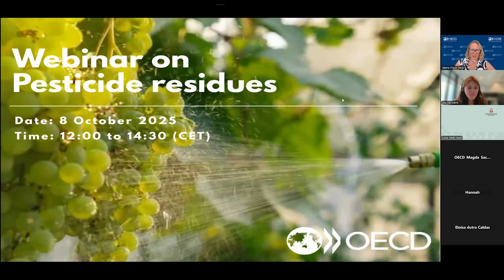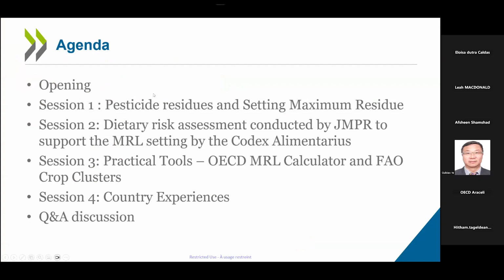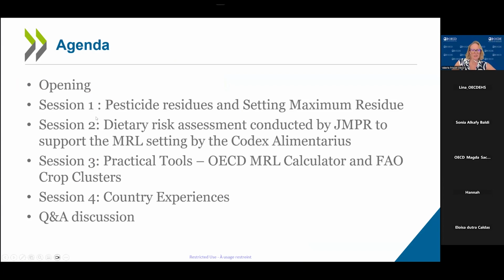We are now having 2 hours to make quite a few rapid presentations. We will first discuss the definition of pesticide residues and setting maximum residue limits. Then discuss the dietary risk assessment, then practical tools such as the OECD MRL Calculator and the FAO crop clusters, and then we will share country experiences from Egypt and United Arab Emirates, and then we will have a discussion.